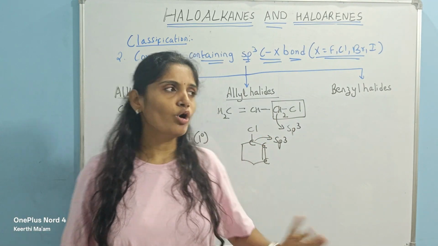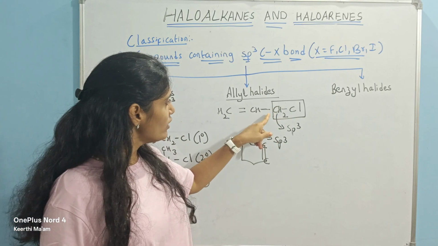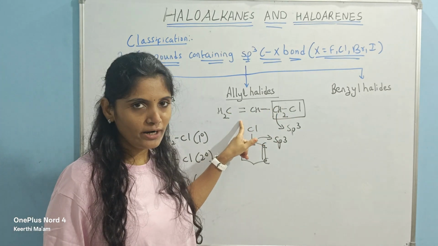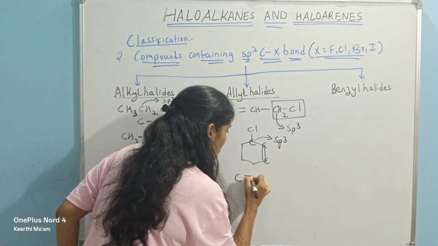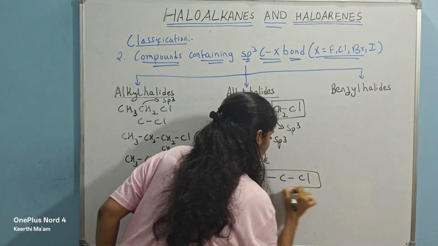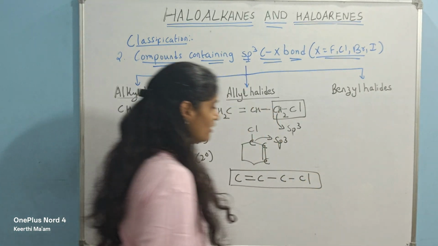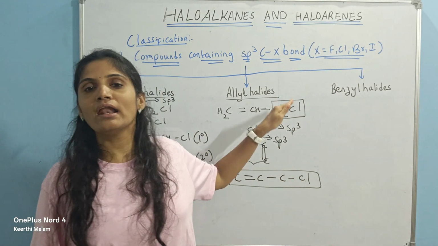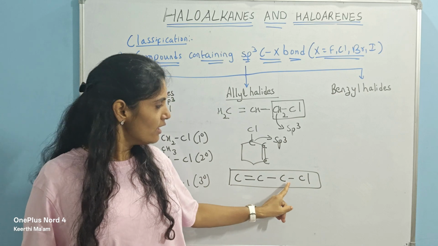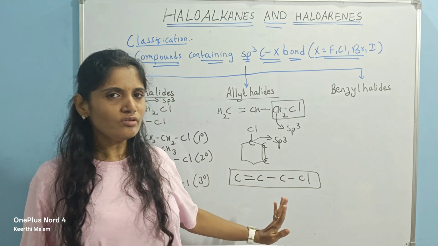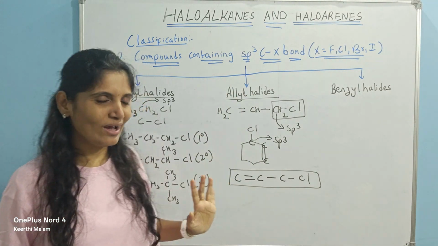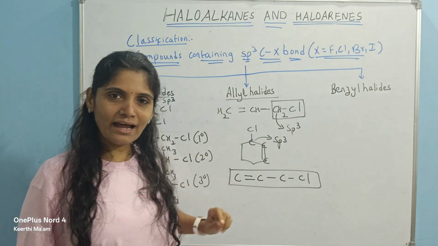First check for the CCl bond. Okay, the CCl bond is there. Now you will have a carbon attached to this carbon, and this carbon should hold a double bond. So the basic carbon skeleton you need to identify in allyl halides is C double bond C, single bond C, single bond Cl. Now this is how you can identify your allyl halides. Don't get confused: carbon double bond carbon, single bond carbon, and this CCl bond is there because we are talking about haloalkanes. Okay, so these are your allyl halides.